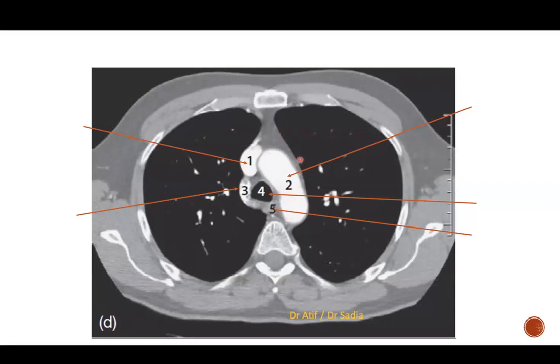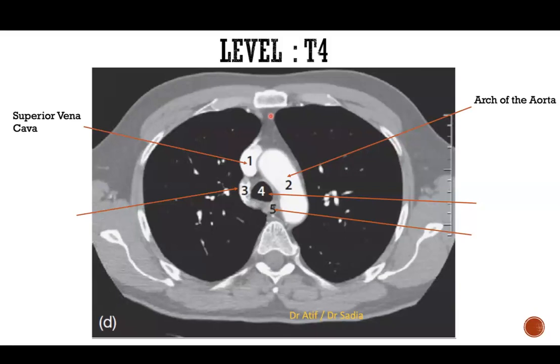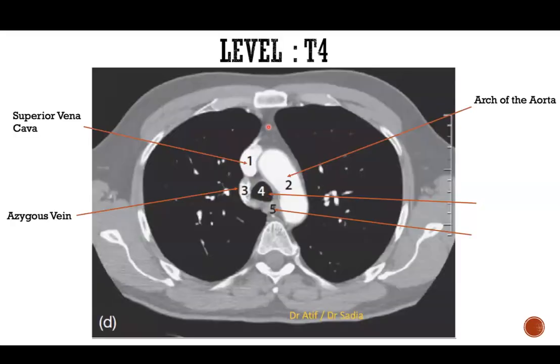You can't see those anymore. Done, we went below them. Okay, and you'll see the arch of the aorta. You'll see the superior vena cava this time. Okay, and you'll see the azygos vein trying to join the superior vena cava. You'll see the trachea, and then again the esophagus right here at the back.